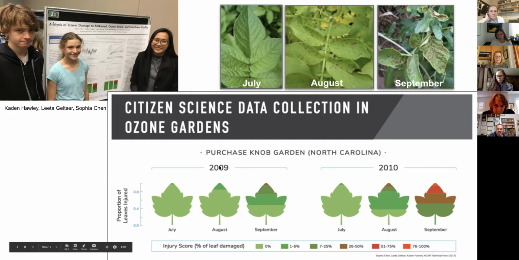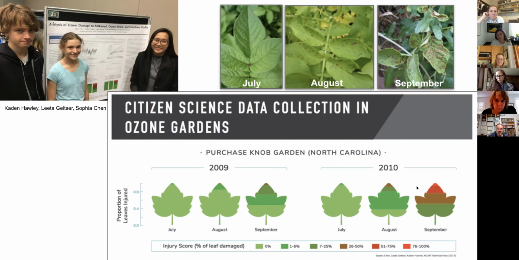Now, if you compare 2009 with what we saw in 2010, you'll see that there's a lot of variability year to year. So some years are going to have higher ozone concentrations than other years. And so in 2010, there were higher ozone concentrations at this particular garden site. And so while the damage in July started out very similarly in both years, by August, there was a much higher fraction of leaves that had at least some damage. And then in September, there were hardly any leaves that didn't have damage. Almost all of the leaves had at least some damage.